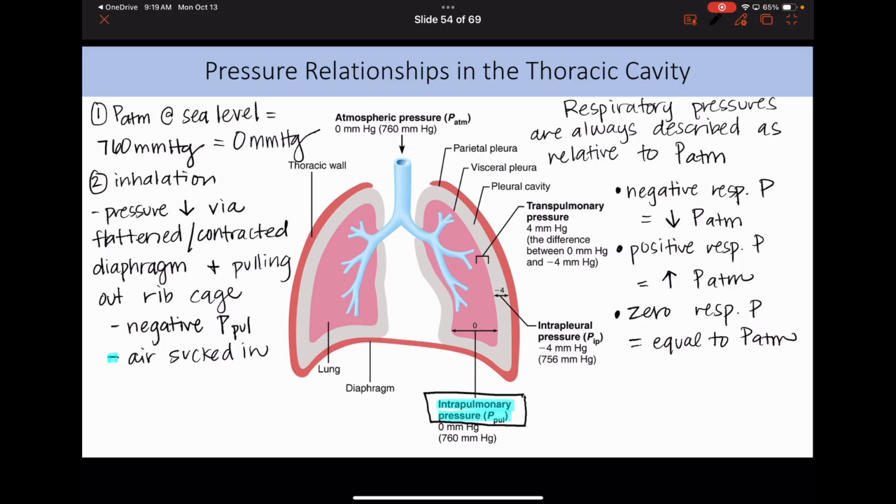Questions about that change in pressure during inhalation? Yeah. So it's not necessarily the diaphragm that's causing the air to go in and out, it's more the pressure. Yes. The diaphragm and the rib cage open up the space, which decreases the pressure, and that allows air to move. Because air is going to move in response to changes in pressure.